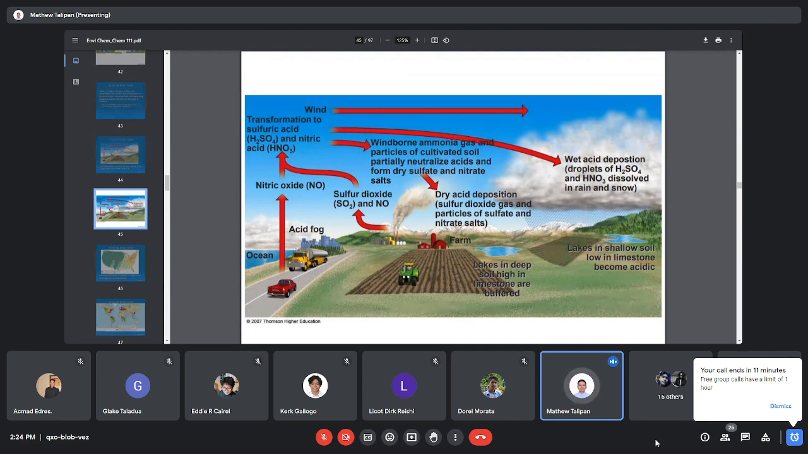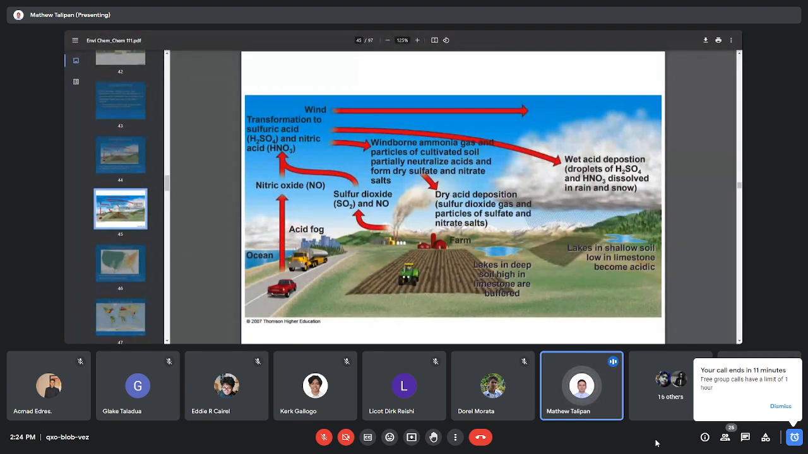We call that wet acid deposition. There is also a dry type of acid deposition, and of course, this can affect the natural pH conditions of, let's say, vegetation and crops, including the soil.